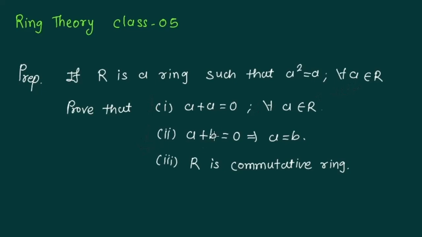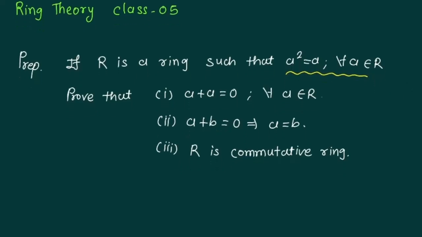First one is a plus a equal to 0 for all a belongs to R. Second, a plus b equal to 0 implies a equal to b. And third, R is a commutative ring. So we can prove these three postulates one by one, but the given condition, a square equal to a for all a belongs to R, is very much important. So let's start from the first.